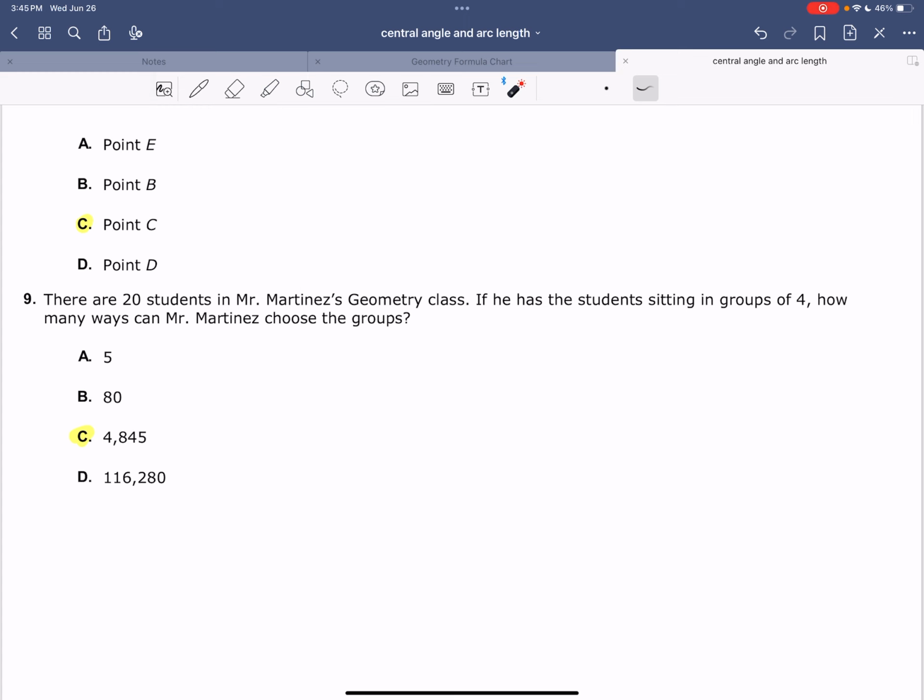Now let's do the next question. There are 20 students in Mr. Martinez's class in total, and students are sitting in groups of 4. How many ways can Mr. Martinez choose the group? So you have to figure out whether it's going to be nCr or nPr. He's going to choose 4. Does order matter? No, order does not matter, because as long as you choose 4, that's fine. So it's going to be nCr.